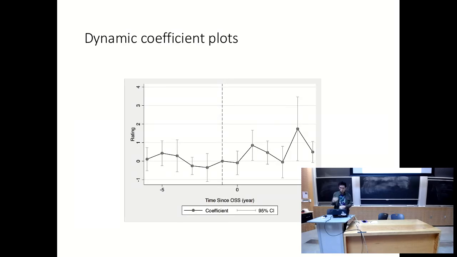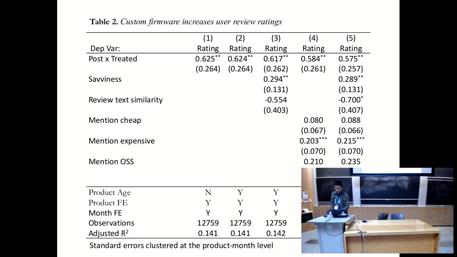This is a way to show that a lot of the increase in review ratings isn't just driven by corporate anticipatory activities or developers' decisions to develop on OpenWRT for a particular product, but it seems to be this realization of the possibility of installing your own system. And to give you the magnitude, it seems like around a 0.5 star increase in review ratings, which is around 20% of the baseline, considering that most products have around a 3.6, 3.8-ish review rating.